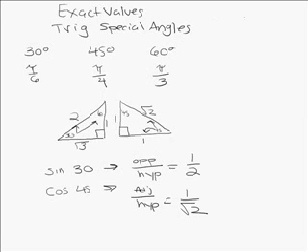Now, say we wanted to know the secant of 30 degrees. We know secant is 1 over sine, or hypotenuse over opposite, and that would be 2.